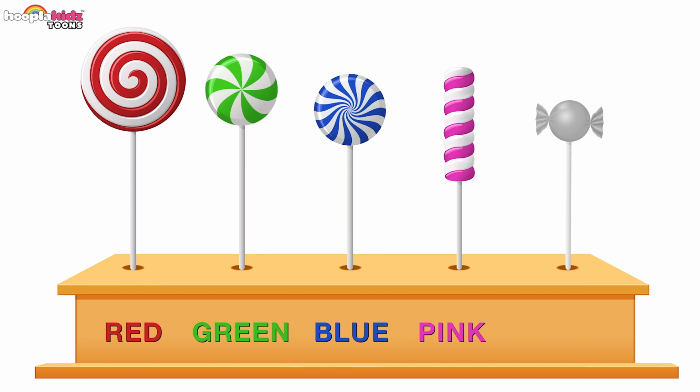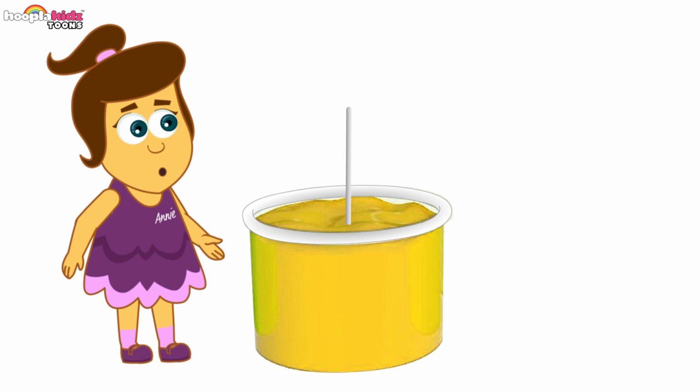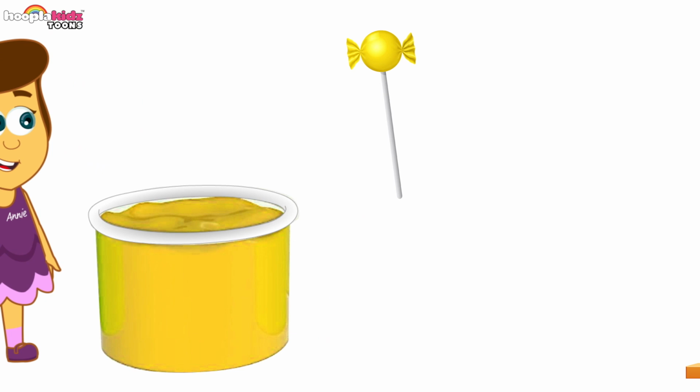Let's do the last one. Ooh, a sweetie. Ooh, wow, look at that. The colour of the sun. Let's dip. There you have it. A sun sweetie. But what colour is it? Can you tell me? Yellow.